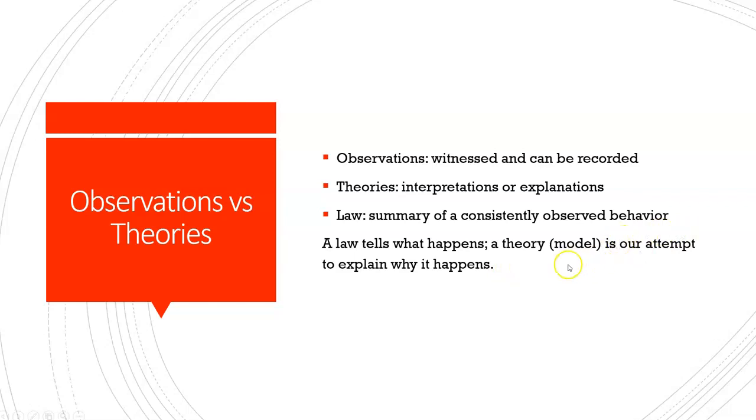So that's why evolution is classified as a theory and not a law, versus the law of gravity or the reaction types in chemistry. Those are essentially laws because you can observe those things repeatedly over and over again.